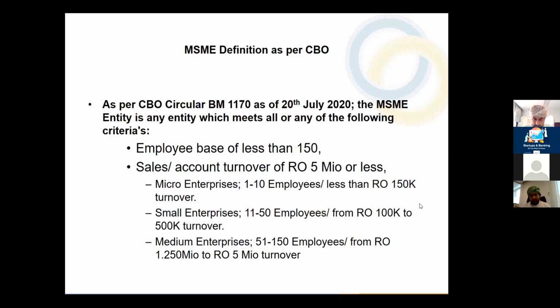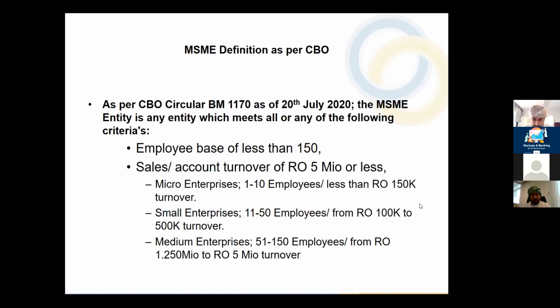As per the CBO, a latest BM circular came out in July 2020 to revise the SME definition. The SME definition, as per Oman, is any company with an employee base of less than 150 employees and an annual turnover, or sales to be precise, of less than 5 million Omani riyals, with its different specifications and divisions.